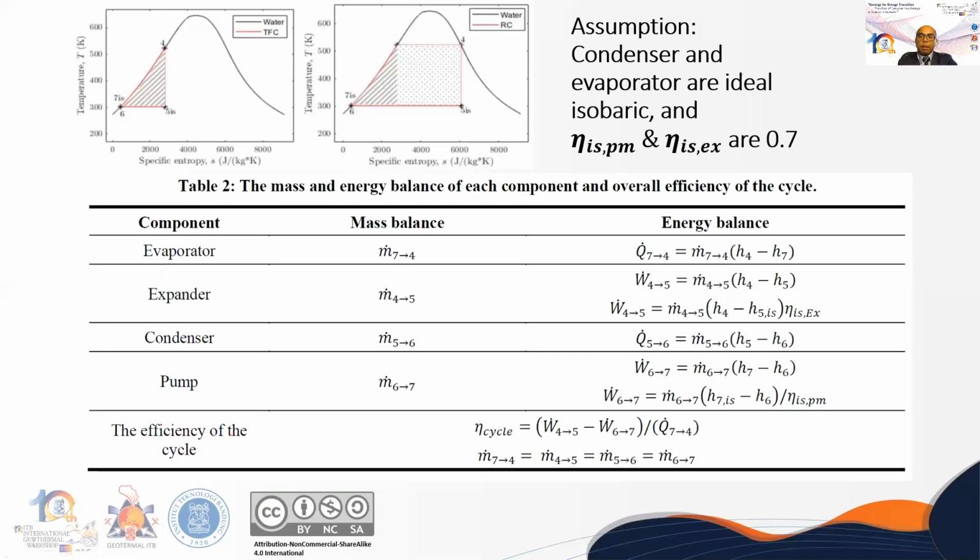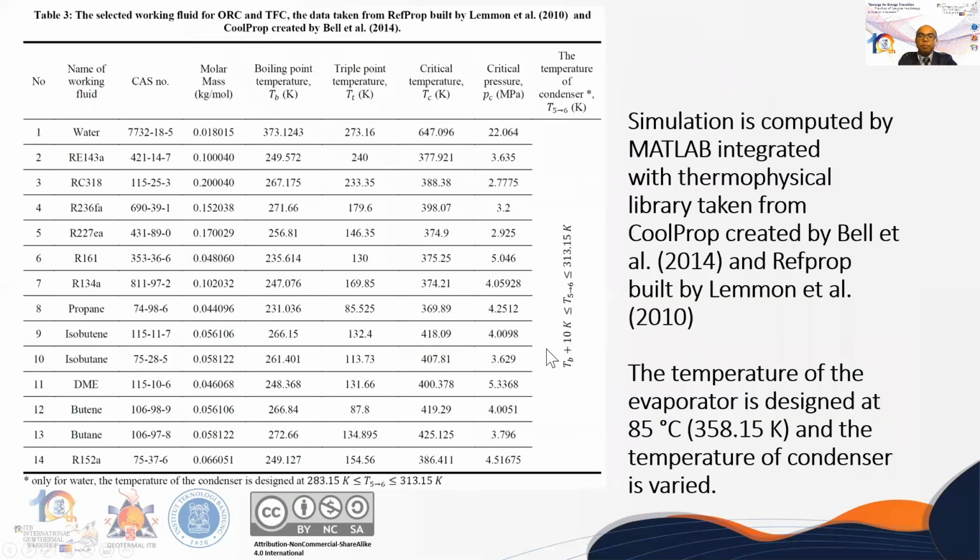Moving to the next slide, this is the simple mathematical model for each process. As you see in the table, we assume that the condenser and evaporator are ideally isobaric, and the isentropic efficiency of the pump and expander is set at 0.7. In our study, we employ MATLAB for calculation and thermophysical libraries from CoolProp and RefProp. The evaporator temperature is designed constant at 85 degrees Celsius, and the condenser temperature is varied. The variation of temperature is provided in the last column of the table.